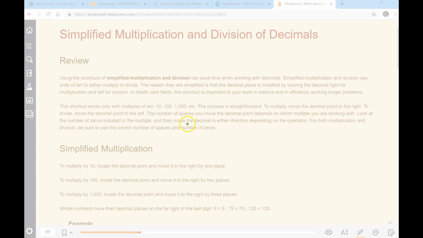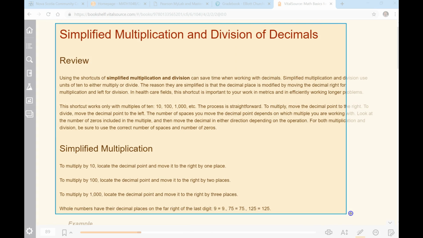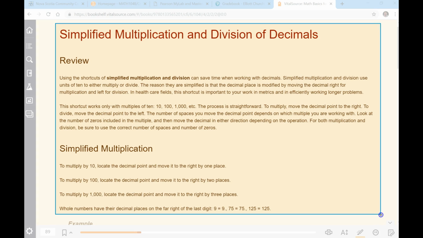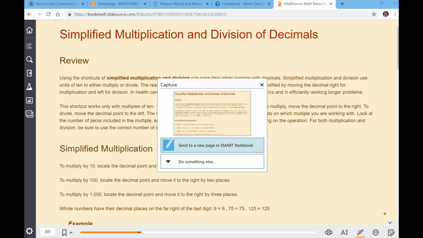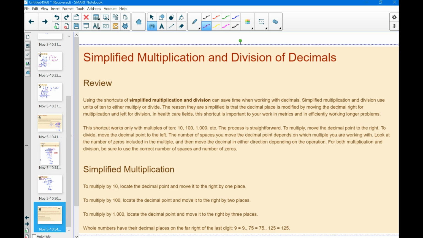I'll just copy this. So what I'm really talking about is down here, multiplying by 10, 100, or 1,000. When you multiply by 10, 100, or 1,000, or divide by 10, 100, or 1,000, you can just move the decimal 1 place, 2 places, or 3 places, to the right or the left. If you're multiplying, the decimal place moves to the right; if you're dividing, it moves to the left.